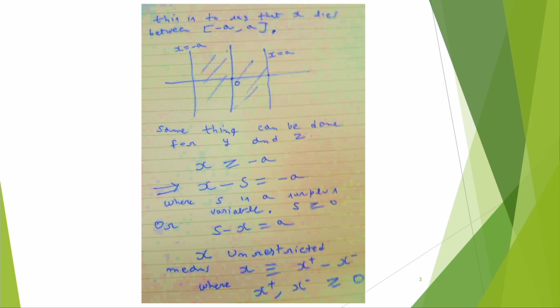So suppose we say that x lies between minus a and a. Then mod x will be smaller than a, if x lies between minus a and a. This is the reason I have shown it graphically here. That means x should be smaller than or equal to a and x should be greater than or equal to minus a. So that means it should be in that range.